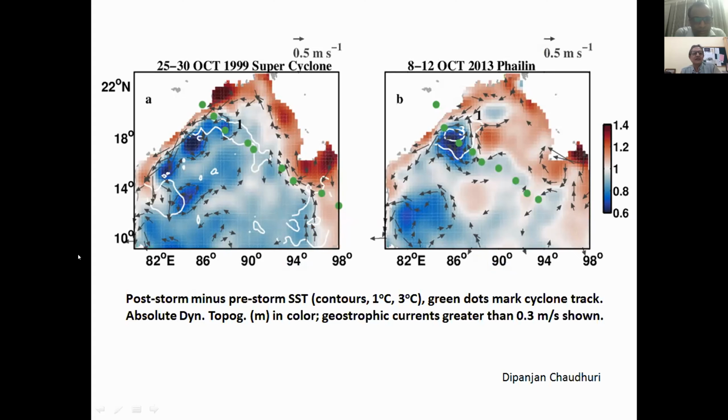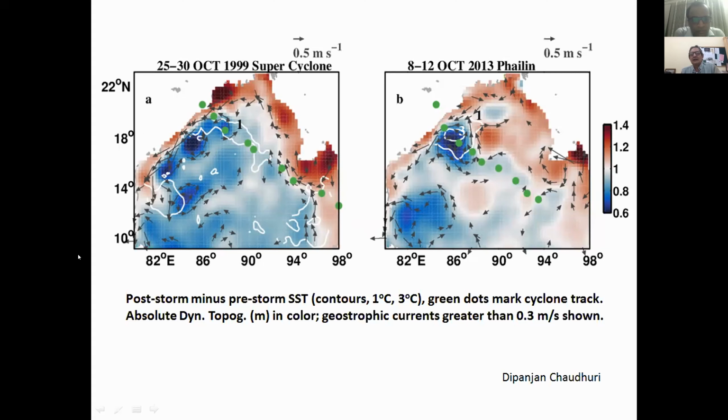If you look at the left-hand panel, the track of the Odisha supercyclone 1999 is shown in green dots. This happened in late October, and you can see the East India coastal current that Eric was talking about in those black arrows hugging the coastline of India. And you can see the eddies, where the sea surface height is low, in the blue colors. This cyclone did not pass over a significantly strong eddy. It hardly led to any cooling of the sea surface temperature. This 1 degree cooling along the cyclone track could be explained simply by evaporative heat losses.